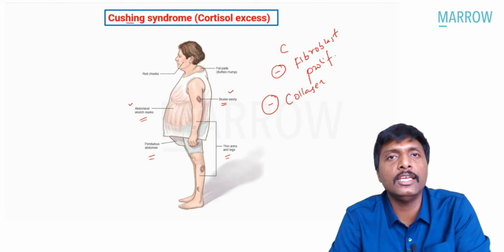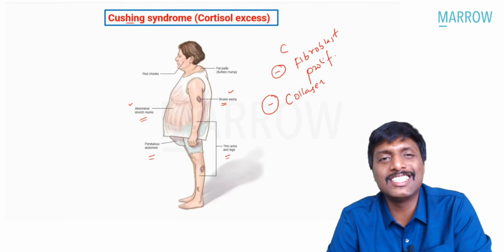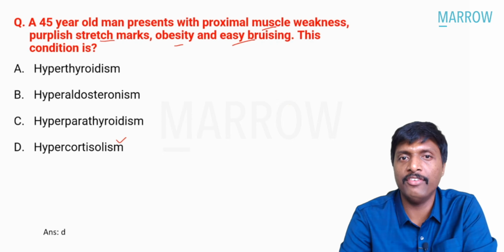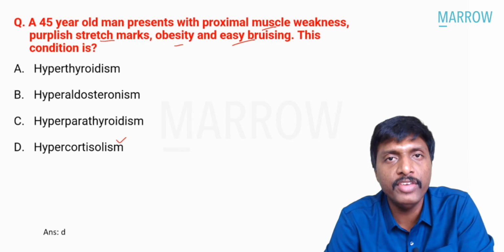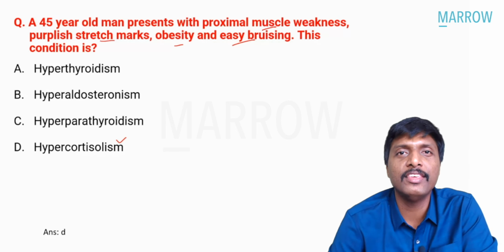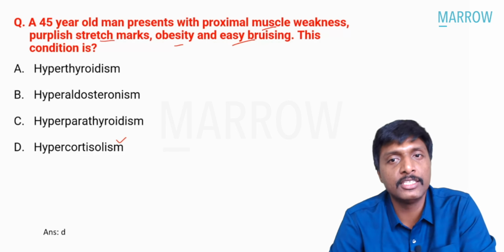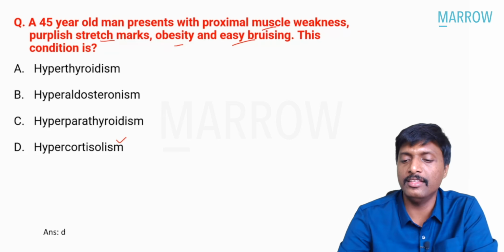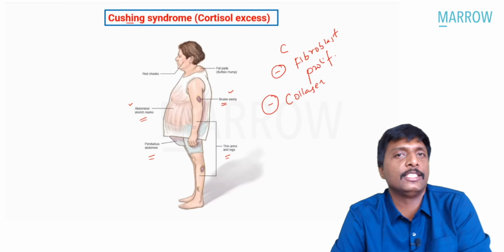You also see obesity. What is this condition? Cortisol excess. Cushing syndrome, a very favorite question. Proximal muscle weakness, because cortisol is proteolytic. It destroys muscle proteins: muscle weakness, purplish stretch marks, obesity, easy bruising. This is our very well known Cushing syndrome.